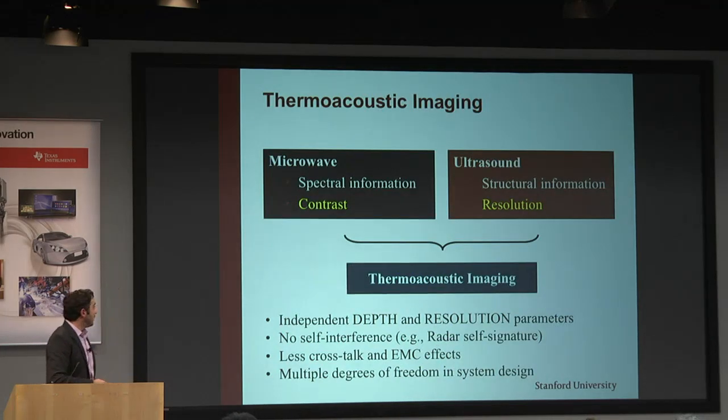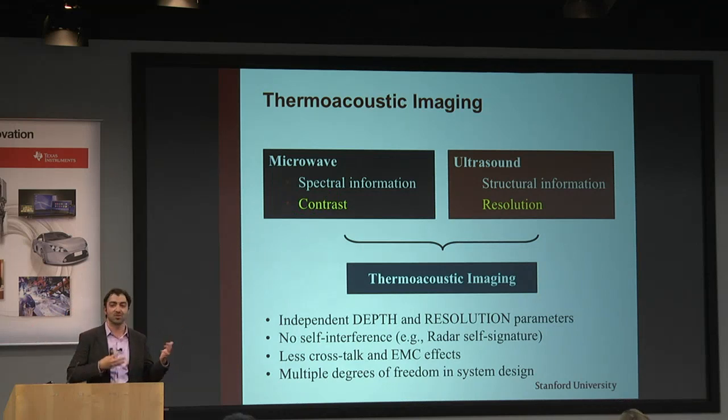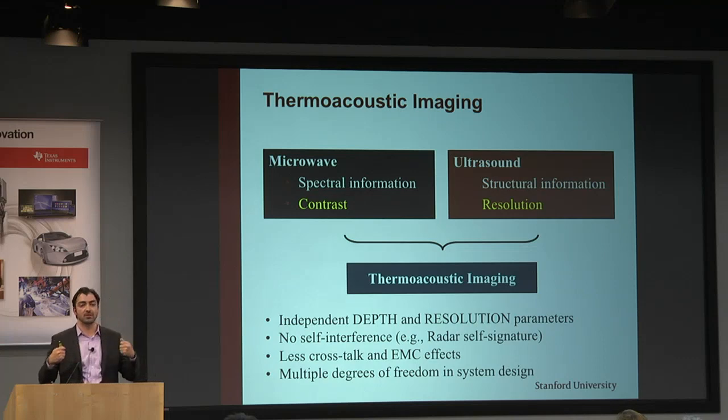So theoretically, I have microwave excitation, which gives me spectral information and contrast, and I have ultrasound, which gives me resolution and structural information. Combine the two, I get sort of best of the two worlds. This is the good side of the story, right? So I get independent depth and resolution. So I can now select my frequency to be optimal for contrast, because the acoustic frequency and the RF frequency are now independent. I can choose the RF frequency for penetration, absorption, and contrast. I can use the acoustic frequency for resolution and structural information. So theoretically, I can get both.